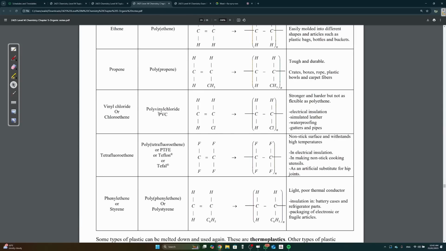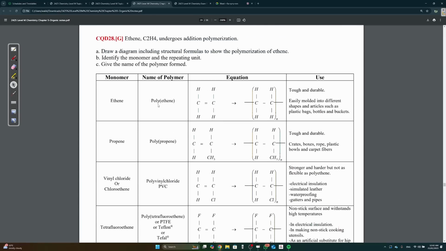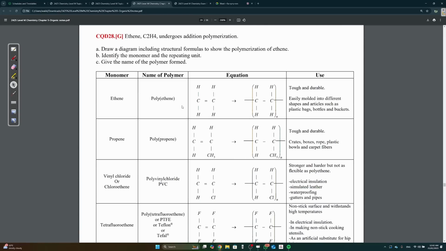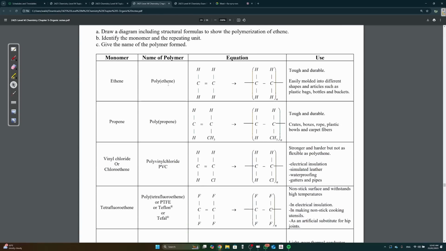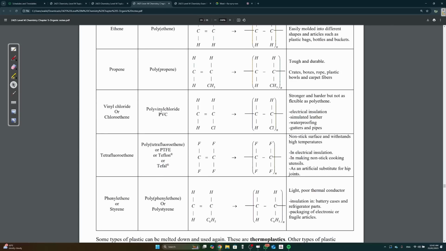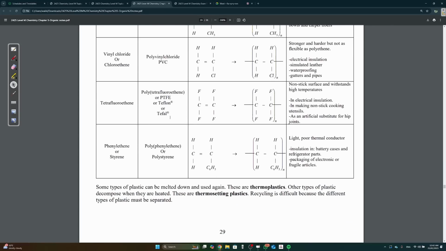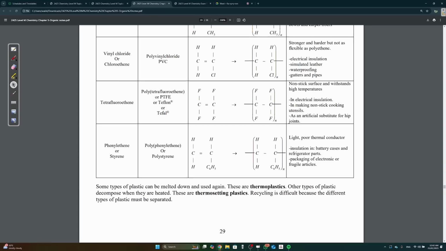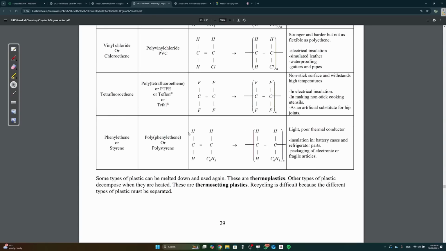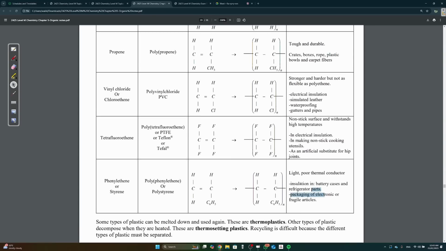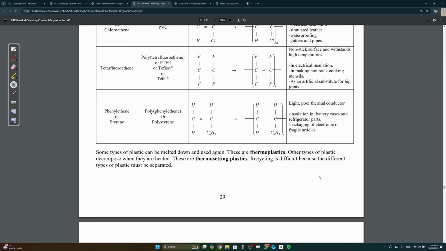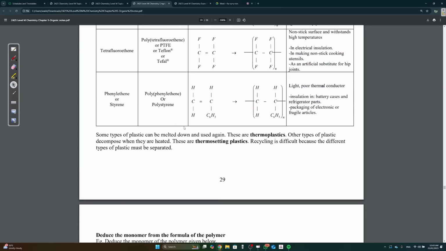This is the table for some known polymers, like polyethylene, polypropylene, PVC polyvinyl chloride, Teflon, polytetrafluoroethene, polystyrene. You need to know just what these are good for. Just read over them. Some types of plastic can be melted and used again. These ones are called thermoplastics.